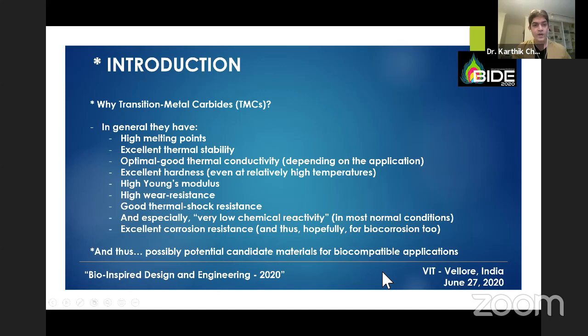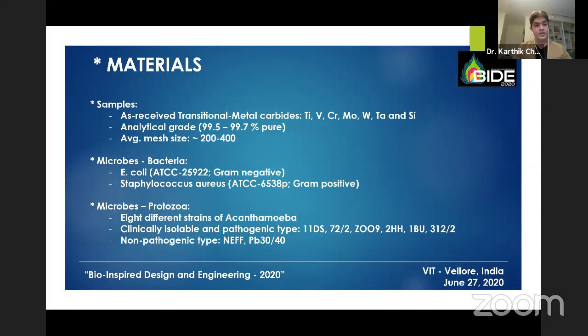So the materials, I'm now getting into the materials and methods process. The samples that I chose were practically as-resist transition metal carbides that I could, at that point of time, get directly from the market at cheaper prices and also at the earliest. So it's these seven that I thought of using, mostly due to logistical reasons, because I wanted to also try niobium carbide and possibly nickel carbide and so on, but I couldn't get them at the time. So I'm restricting myself to these seven carbides.